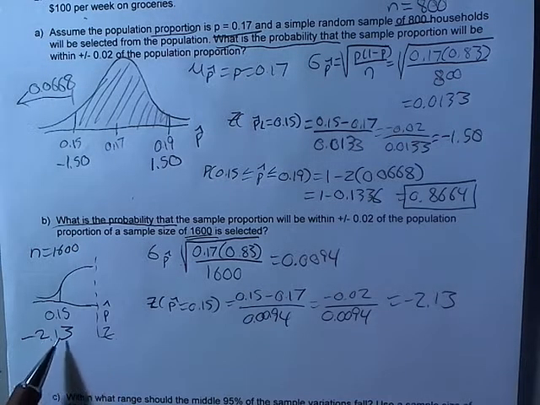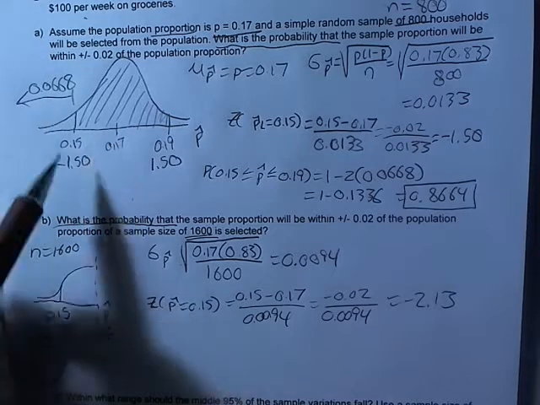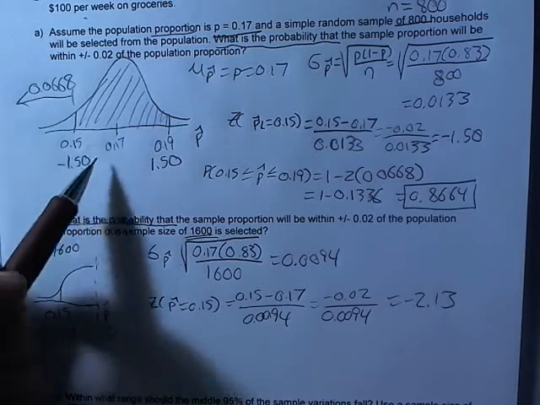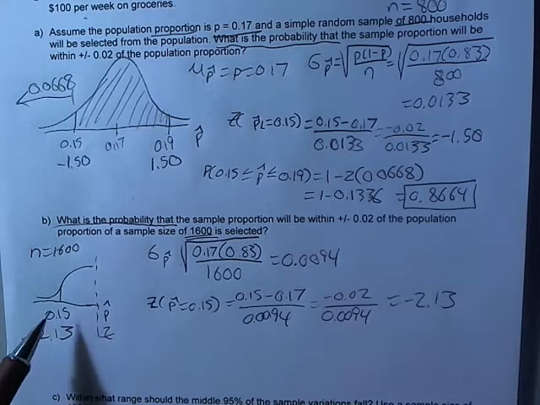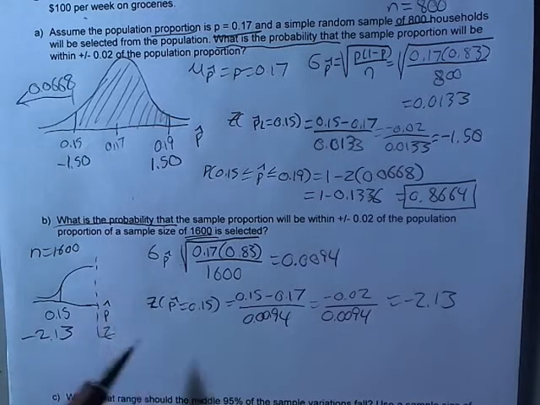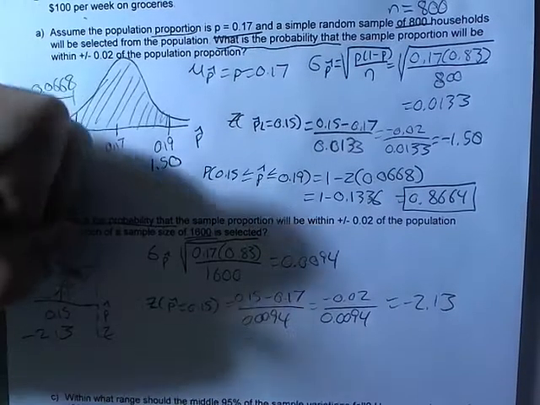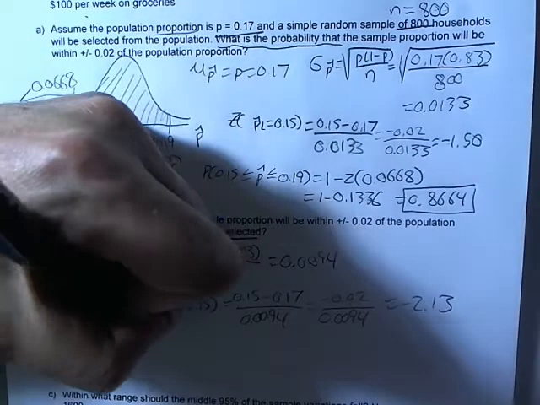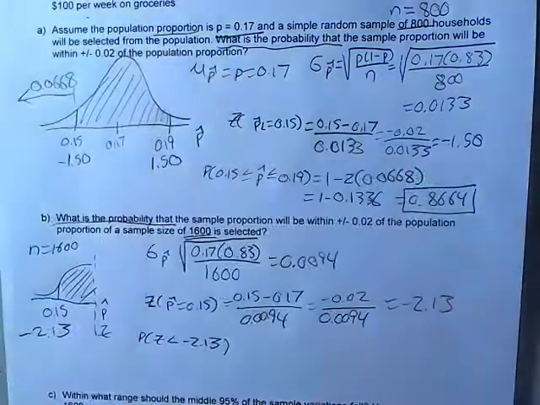So notice that our z-value with the larger sample size, 2.13, is now farther out the distribution than it was in part A. Here we were 1.5 standard errors or standard deviations away from the mean, but by increasing that sample size, we've now effectively moved some of this tail area into the shaded area in the middle. So let's find the area corresponding to z of negative 2.13.